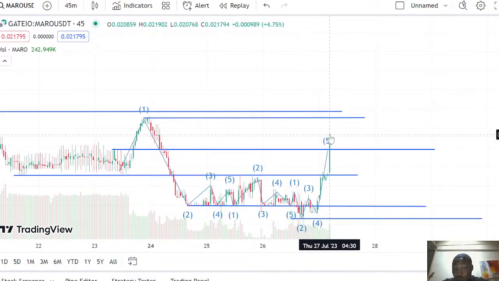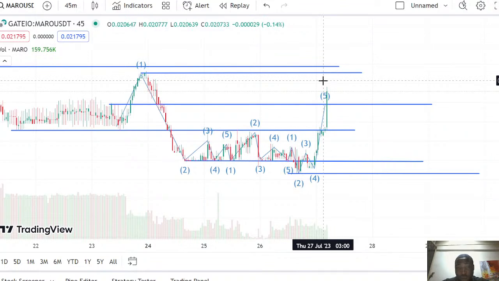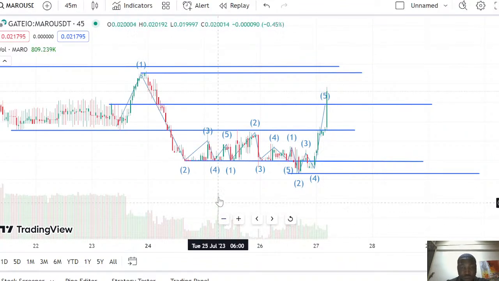You can see it is still showing a little bit of strength, a sign that it still wants to push more, which is a good sign. You can see this angle. You can see this place here. There's a lot of buying pressure. Let's go back.